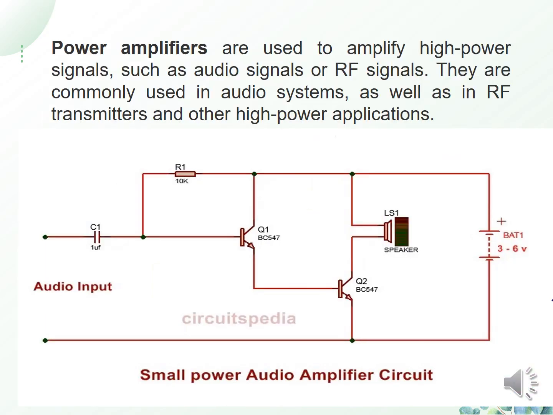And the next type of amplifier is power amplifier, and these are used to amplify high power signal, so that they are named as power amplifiers, and they are used in amplifying audio signals or radio frequency signals. And this circuit shows a simple example of audio amplifier. So when an audio input is given to this amplifier made up of transistors, it produces the output at the speaker, which is the amplified signal of input.